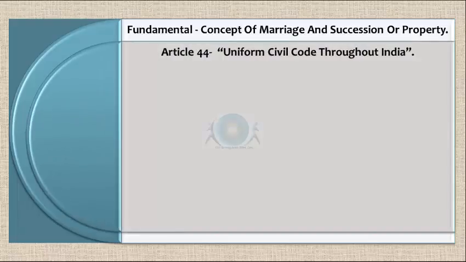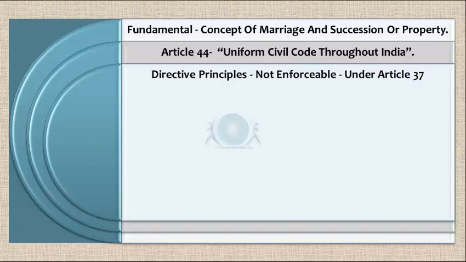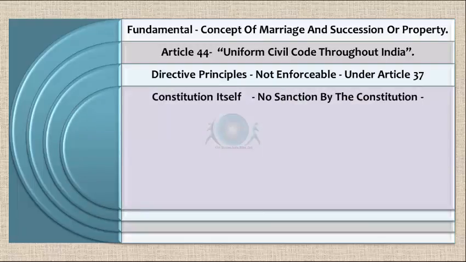Article 44 of the Constitution of India states that the state shall endeavour to secure for the citizens a uniform civil code throughout the territory of India. However, these are just directive principles and are not enforceable in any court of law under Article 37 of the Constitution, though these can be regarded as the fundamentals of governance.